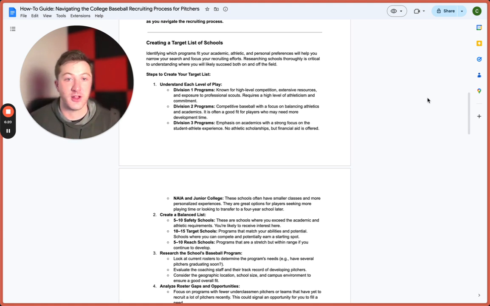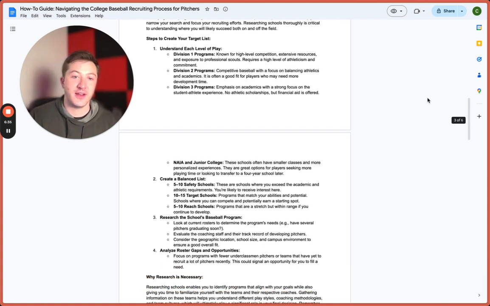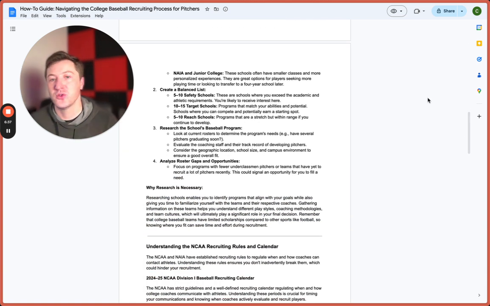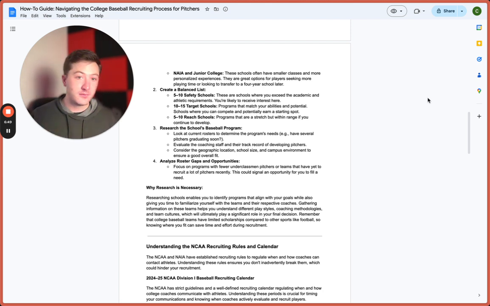a little more development time. Division III programs, the emphasis is largely on academics, but there's a strong emphasis on student-athlete experience. There are no athletic scholarships, but financial aid is offered at the D3 level. And then at the NAIA junior college level, these schools are great if you like smaller schools, smaller class sizes, and a more personalized experience. They are great options for players seeking more playing time or are looking to transfer to a four-year school later down the line.